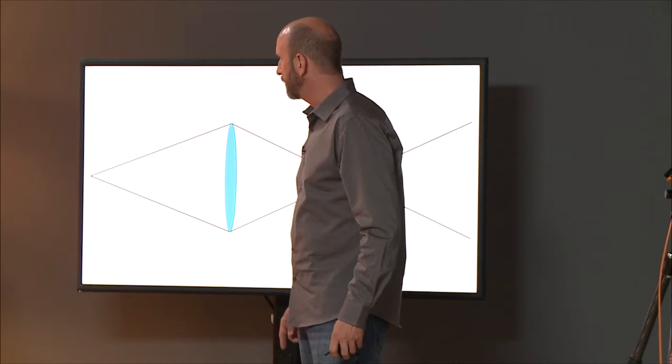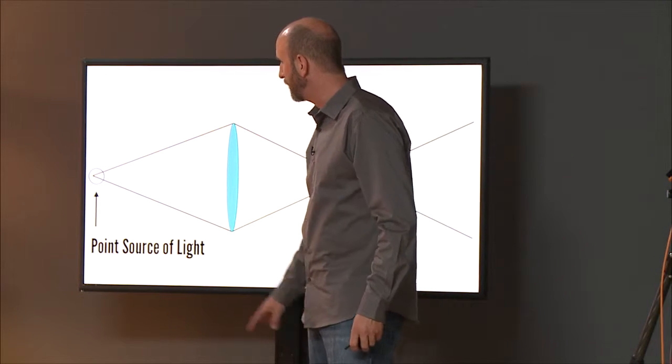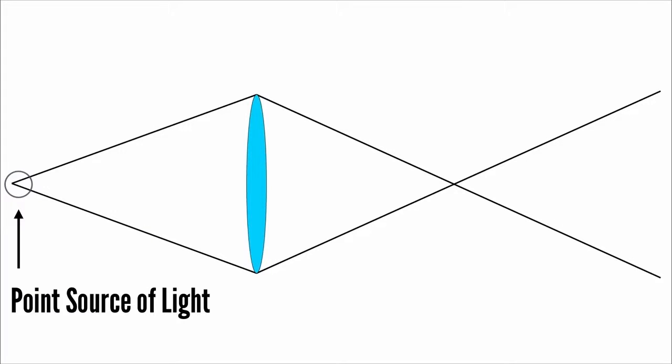This first thing here is a point source of light. A point source of light is like this right here. This little light right here, or a light bulb.